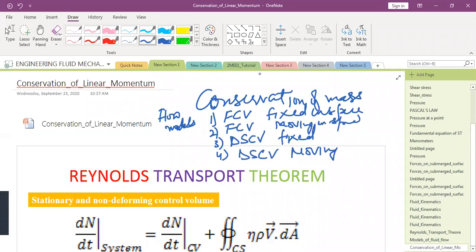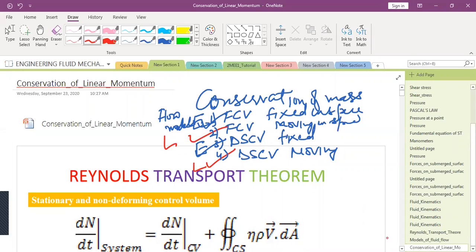So out of these, which two are based on the Eulerian approach? Which two? First and third. First and third are based on the Eulerian approach because you have fixed the region in space which you will analyze as the fluid goes through it. And second and fourth represent the Lagrangian approach. So this should be clear.